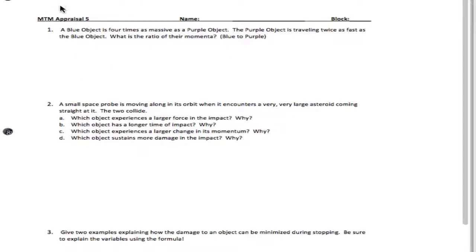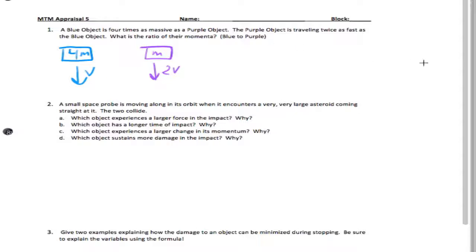Appraisal problem 5. So we have a blue object and a purple object. Let's get these drawn. So the blue object is 4 times as massive as the purple object. And the purple object is traveling twice as fast as the blue object.